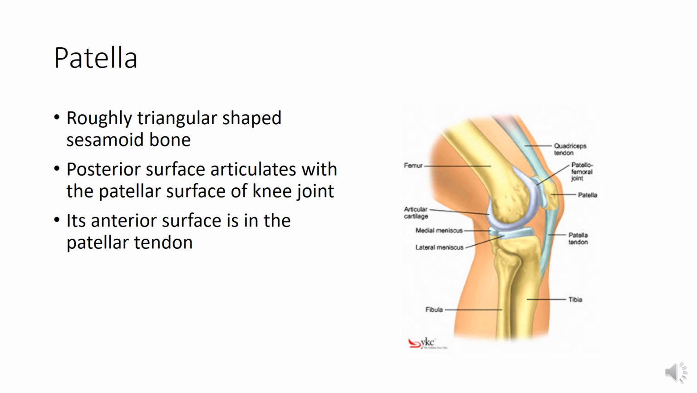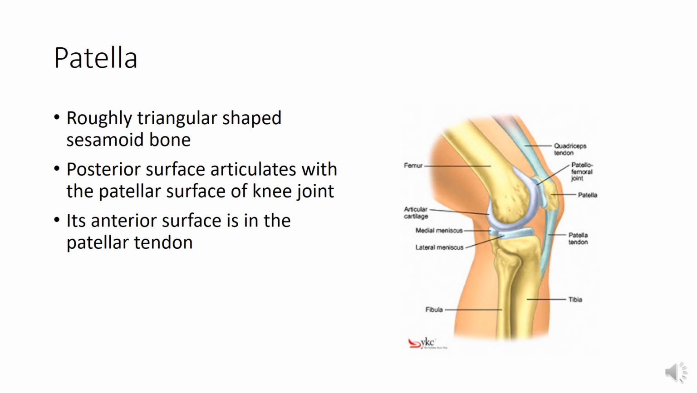So patella or kneecap, it is a roughly triangular shaped sesamoid bone associated with the knee joint. Its posterior surface articulates with the patellar surface of the femur in the knee joint, and its anterior surface is in the patellar tendon, that is the tendon of the quadriceps femoris.